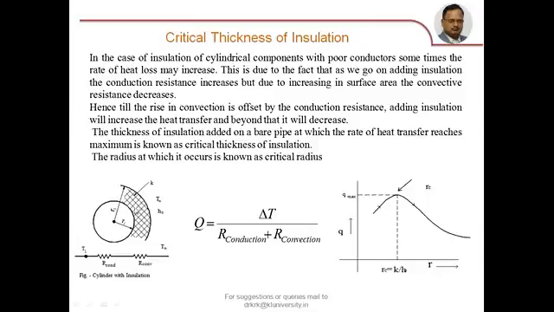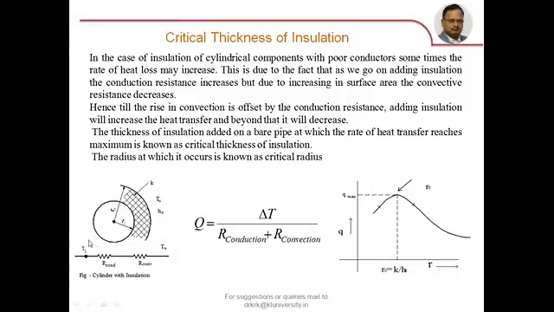So when I add insulation like this, the outer surface area increases. Without insulation, the pipe radius is only R1. With insulation, the pipe radius is R2, greater than R1. So it is very important here to note, without insulation, the area available for convective heat transfer from the surface of the cylinder to the environment is 2 pi R1 L.